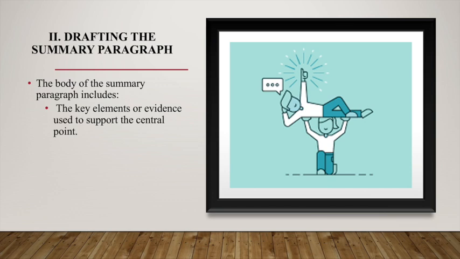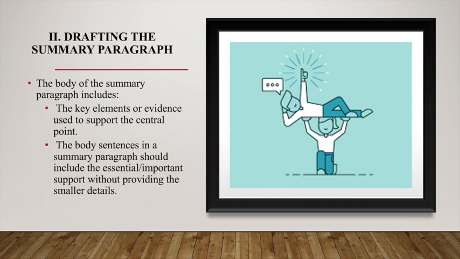So if we say that reading in that book demonstrates the importance of critical reading strategies, then you say, well, how do they do that? That's where the key elements and evidence come into play. That's when you would bring forth those main points of evidence that the author uses to support that central point without getting into the weeds, as we say.